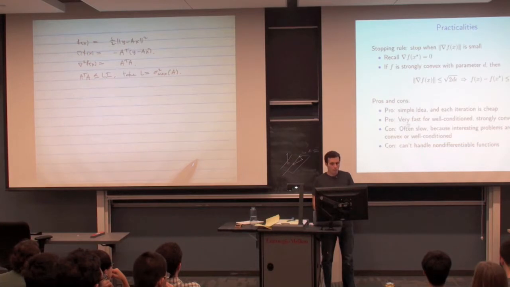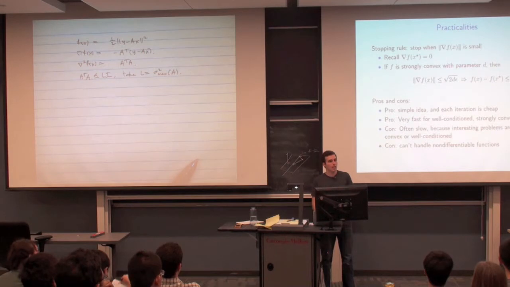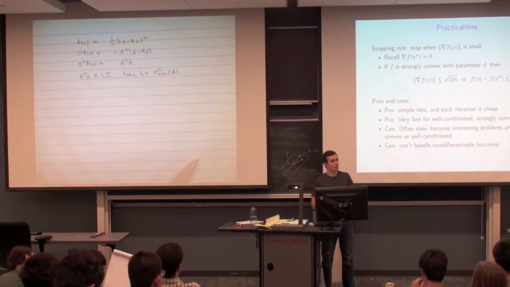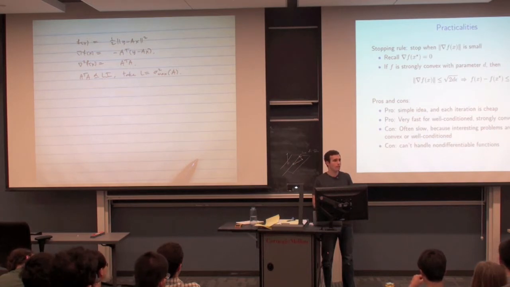Another pro: if the problem's well-conditioned and strongly convex, so if it's strongly convex and L over D is not too big, it's very fast. So now we know we have at least one algorithm that, if somebody said I have a very smooth function that has very good conditioning, what do I do? The answer is gradient descent, because of an exponential rate. So that's about as good as you can do.